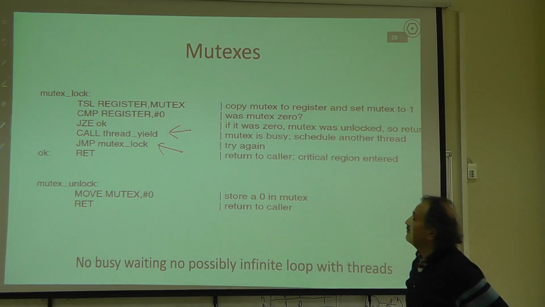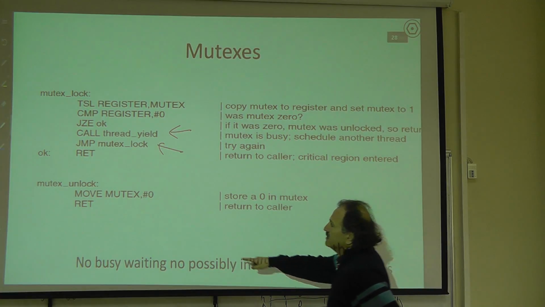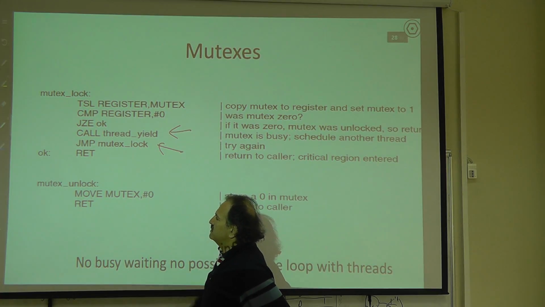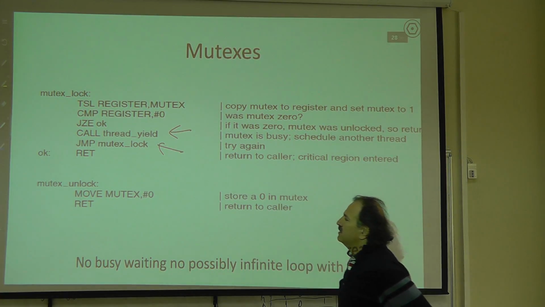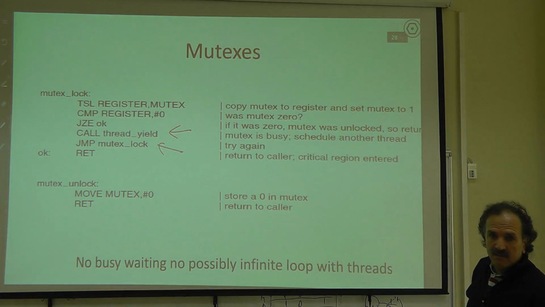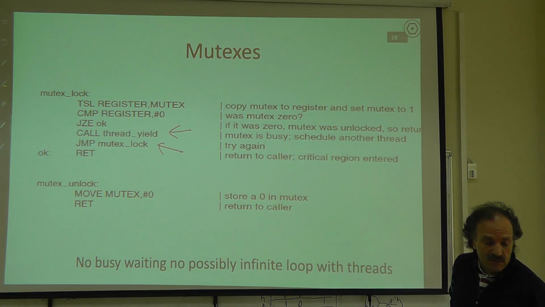So this is a non-blocking lock. It is not a spin lock. It doesn't waste CPU time, and unlocking is very easy. It just moves 0 to mutex. That's it. It doesn't have to be done atomically. That's the only thing you need to do. Okay, any questions? So these are the mutexes.